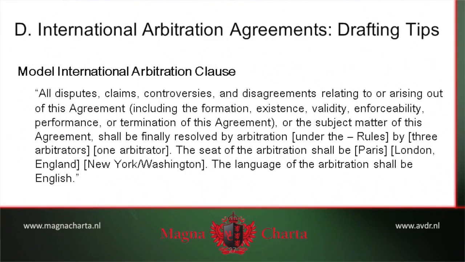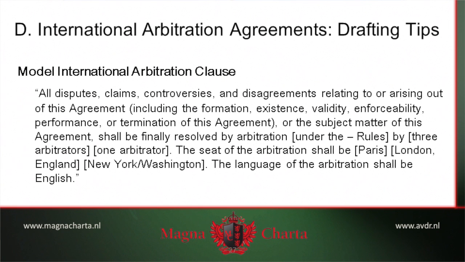This arbitration agreement is an example. It is drafted as an institutional arbitration clause, although I haven't specified the institution. You can look at the language on the slide. It's familiar from one that we've previously seen. All disputes, claims, controversies, and disagreements relating to or arising out of this agreement or the subject matter of this agreement shall be finally resolved by arbitration. There's an agreement to arbitrate as well as the scope of the arbitration agreement.